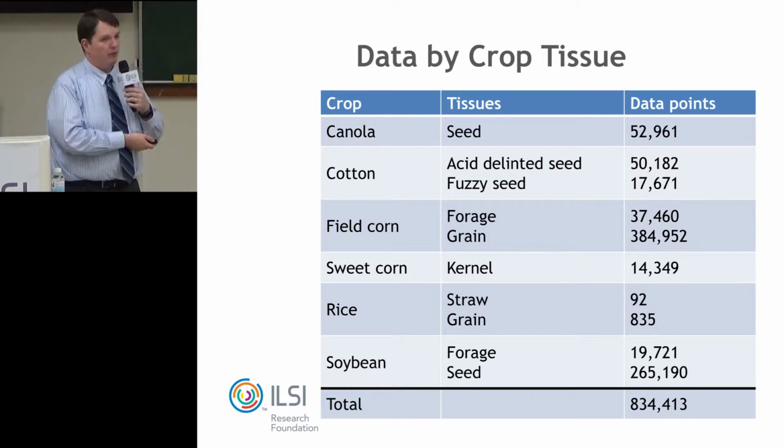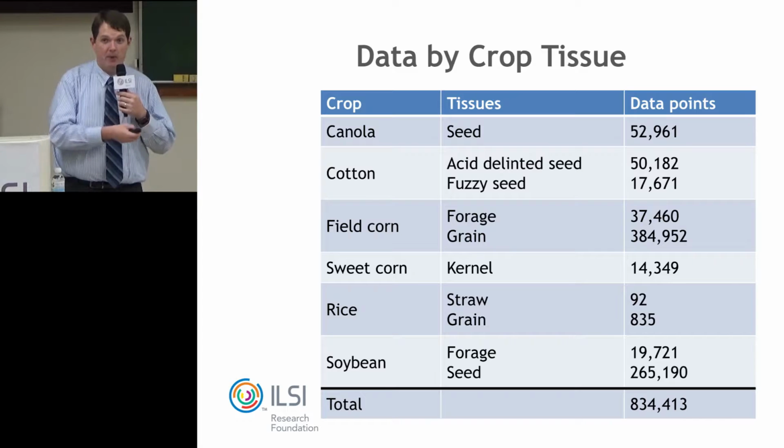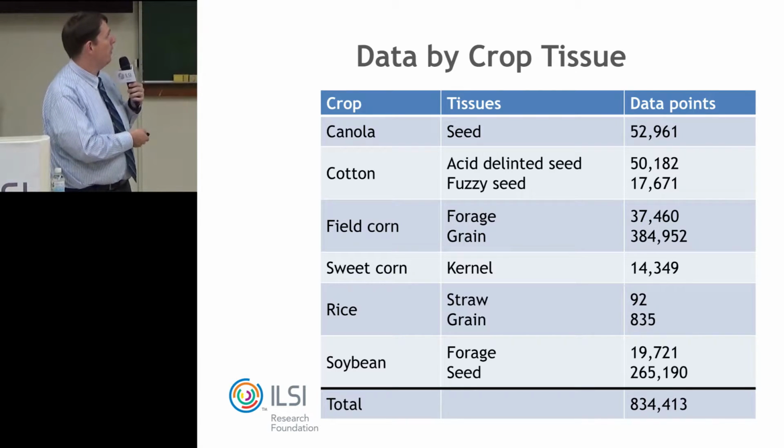These are some gee-whiz facts about how many data points come from what. I'm not going to go through all of these. You can see we have a lot of data on field corn. By far the biggest data set is for field corn grain for animal feed. Rice is very small comparatively. Soybeans is also very large, which is not at all a surprise. There's only one type of tissue that's done for canola, which is seed, and there's a lot of data associated with that too.